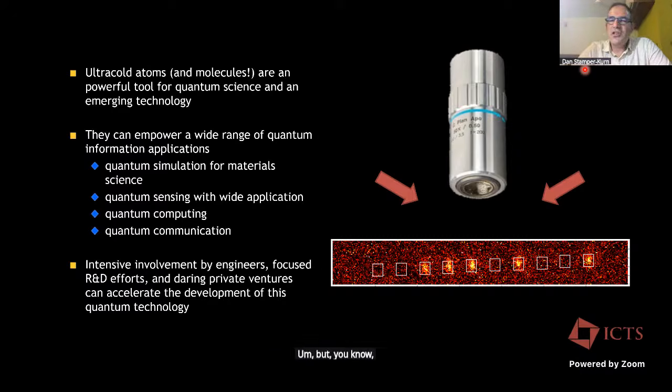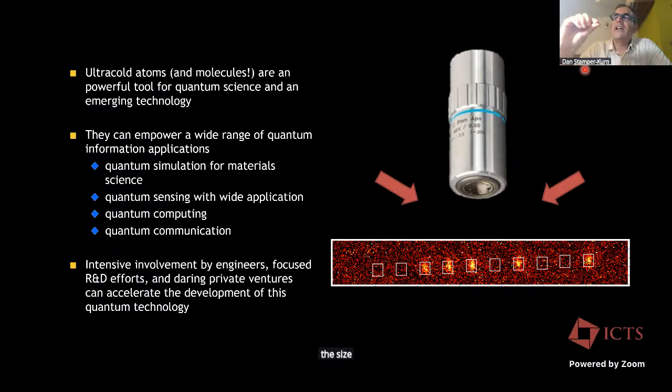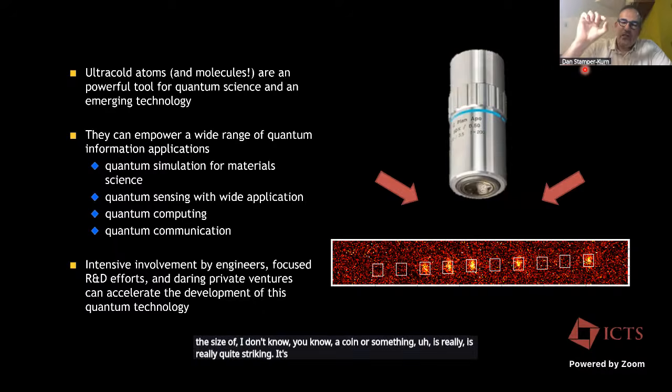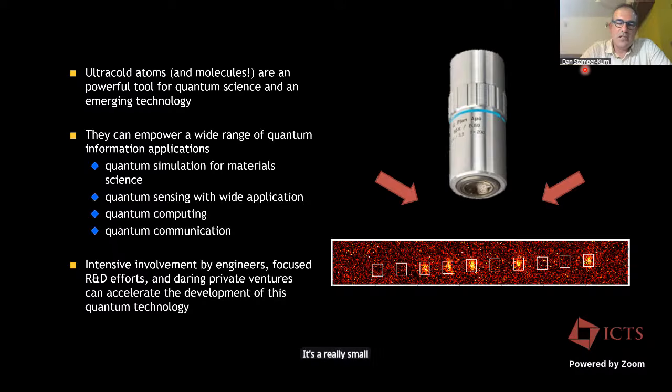But the thought that you can measure the gravitational redshift over the size of a coin or something is really quite striking. It's a relative frequency difference, which I think is a part in 10 to the 20 or 10 to the 19. It's a really small shift in frequency overall. So what limits optical atomic clocks these days? It's a number of things.